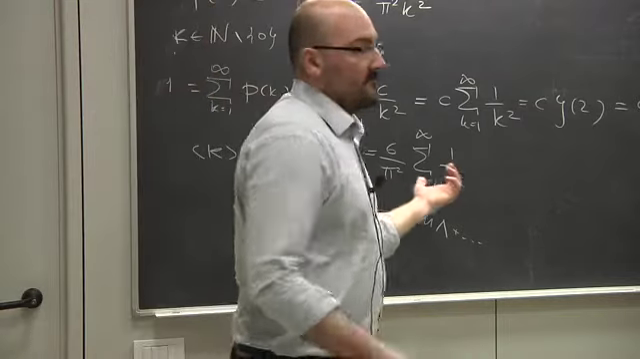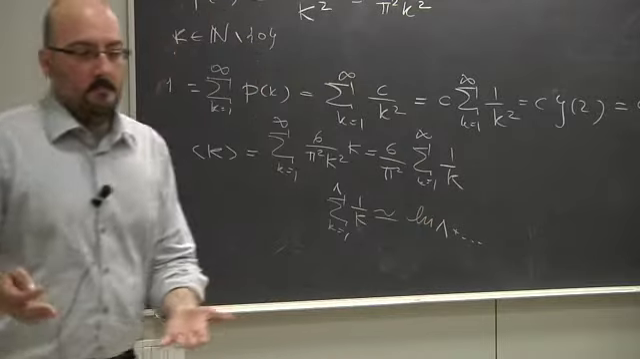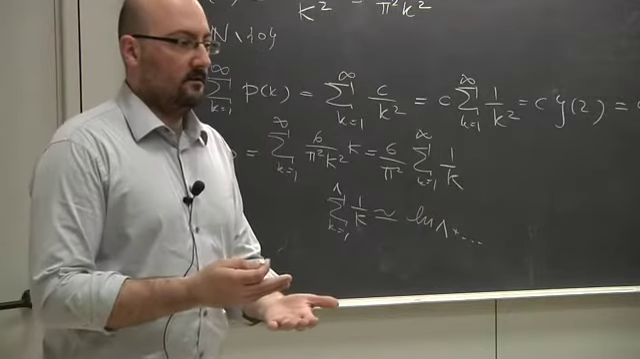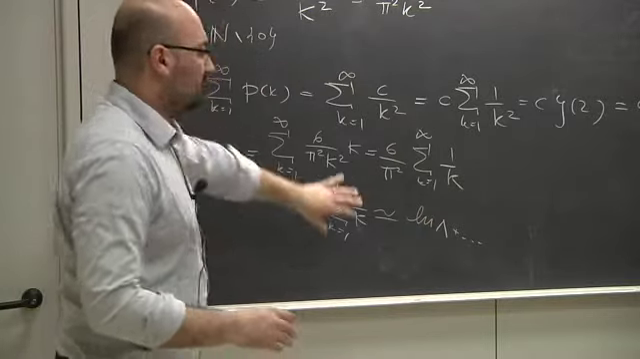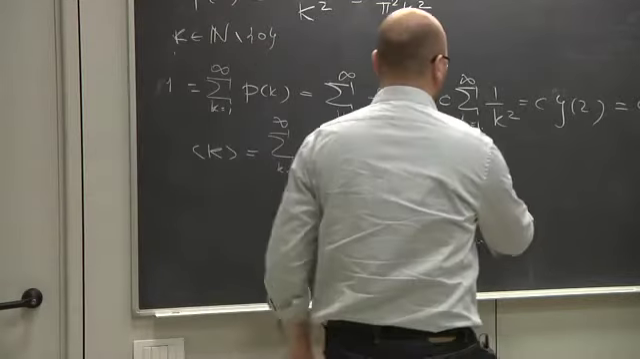So what does this mean? I mean, if we have this random number, so first of all, okay, so this goes to infinity.